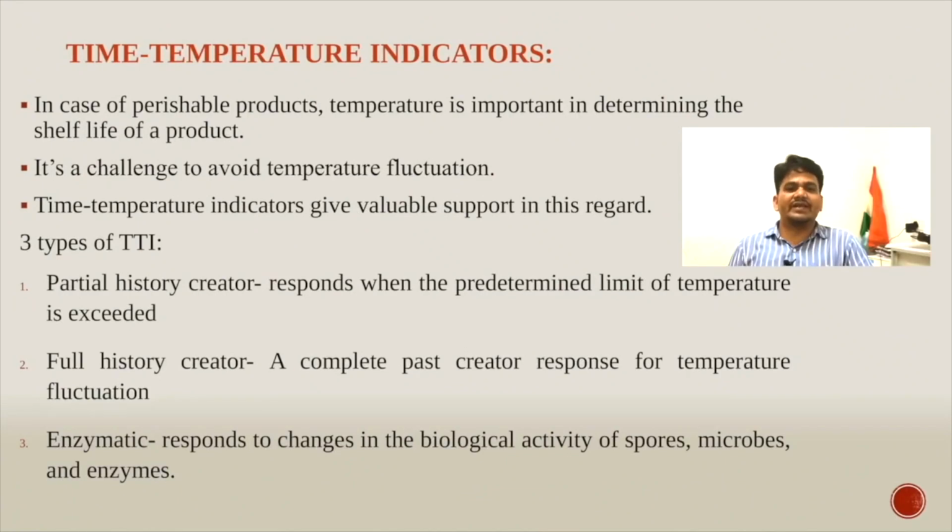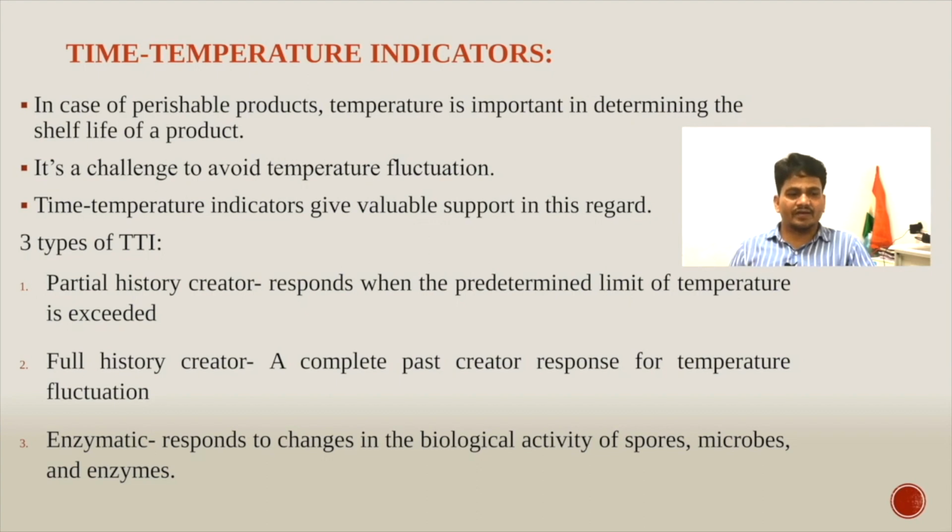Time temperature indicators: in the case of perishable products, temperature is the most important factor in determining the shelf life of a product, and that can be understood with the help of the Arrhenius relationship, which I discussed before this slide. It's challenging to avoid temperature fluctuations. Time temperature indicators give valuable support in addressing the challenges related to temperature fluctuations. Three types of TTI are there.